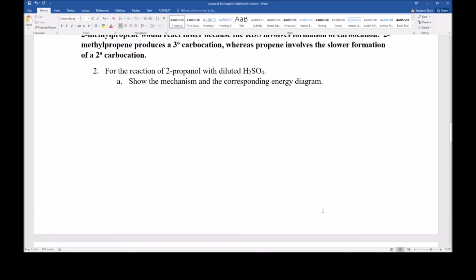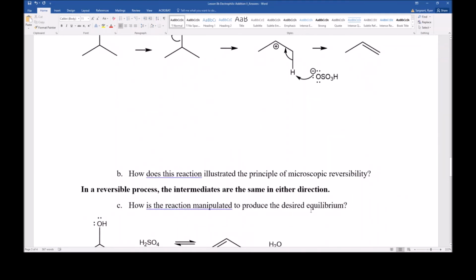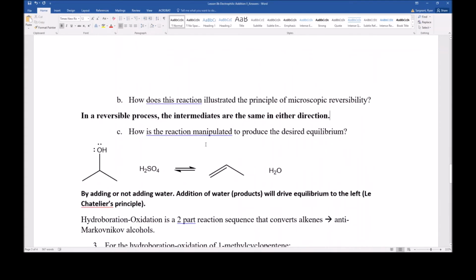Oh, I copied and pasted in the wrong place. I guess it doesn't really matter. So how does this reaction illustrate the principle of microscopic reversibility? In a reversible process, the intermediates are the same in either direction. How is the reaction manipulated to produce the desired equilibrium?